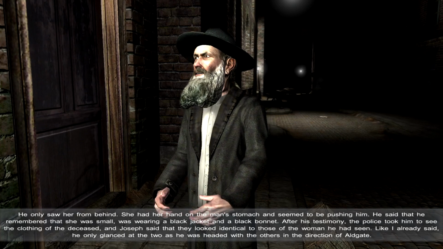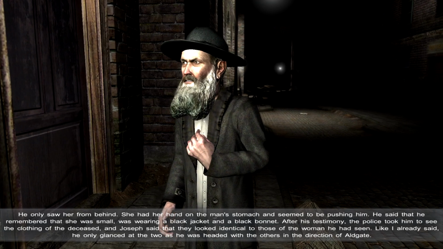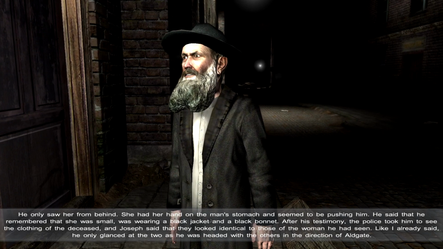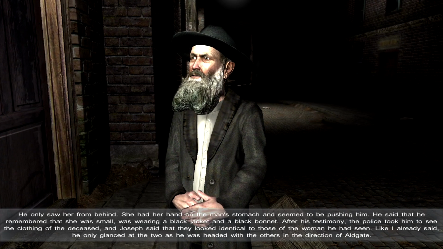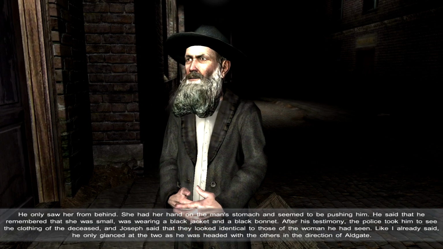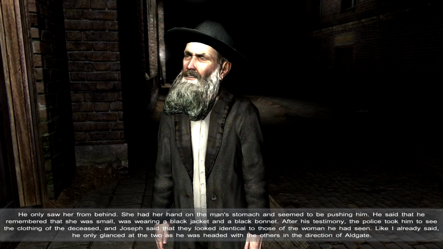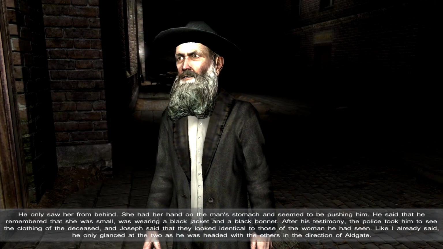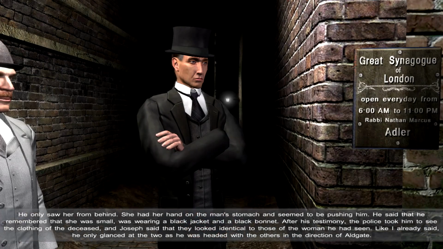And the woman? He only saw her from behind. She had her hand on the man's stomach and seemed to be pushing him. He said that he remembered that she was small, was wearing a black jacket and a black bonnet. After his testimony, the police took him to see the clothing of the deceased, and Joseph said that they looked identical to those of the woman he had seen. Like I already said, he only glanced at the 2, as he was headed with the others in the direction of Aldgate. One final question.